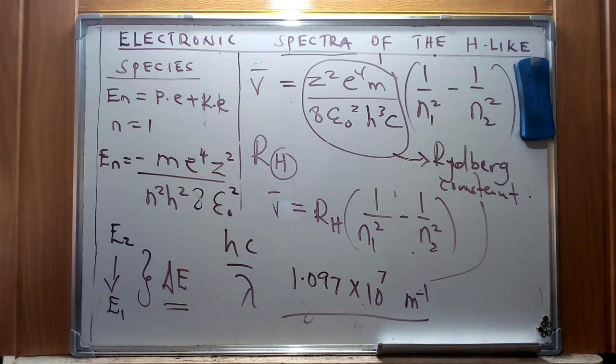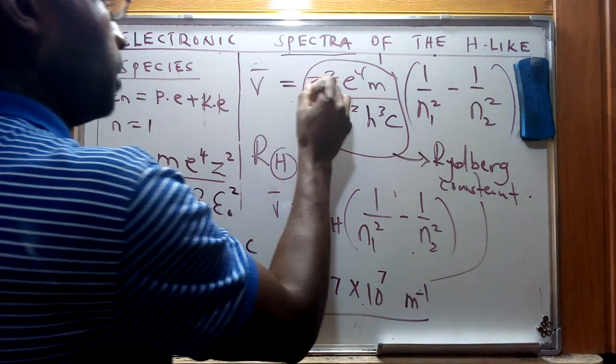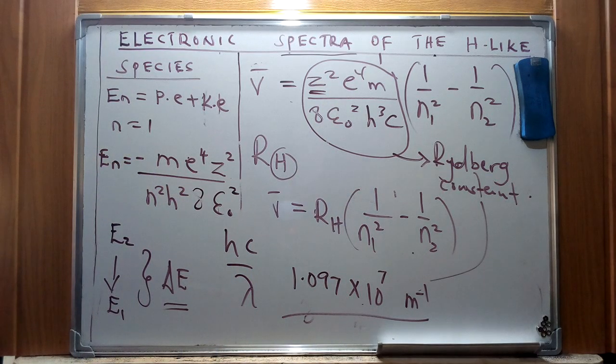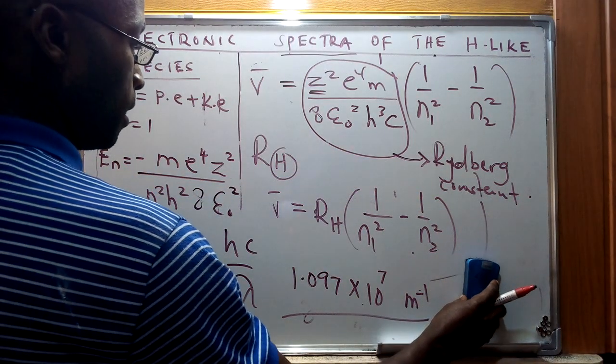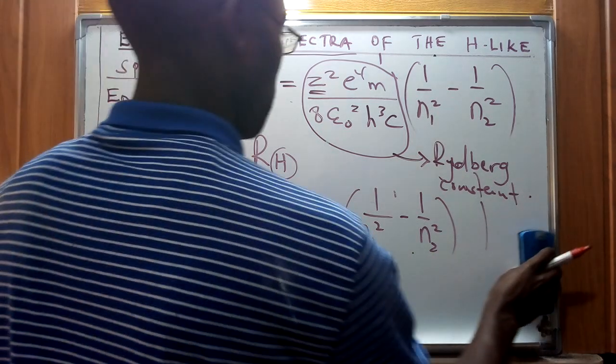For other species, this particular equation is going to change, and in this case it's going to consider this particular number that we have mentioned, bearing in mind that they'll have a different atomic number. So if we were to give a general formula for other species, I'm going to just do away with this particular constant.